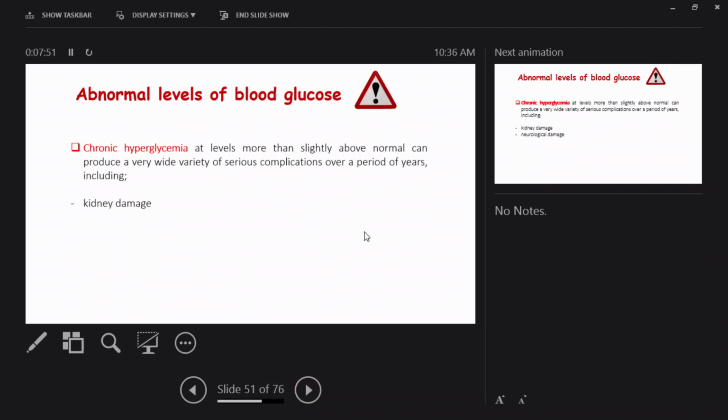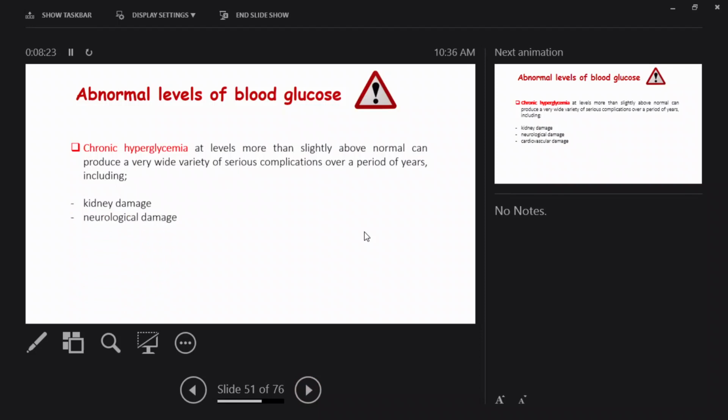Why kidney damage? Because the kidney needs to excrete all of this glucose in the blood. Too much glucose in the blood will be sent to the kidney, and the kidney needs to excrete it. But because of too much glucose, after a period of years, the kidney can get damaged because the burden on the kidney is increasing. We don't want to burden the kidney too much, right?